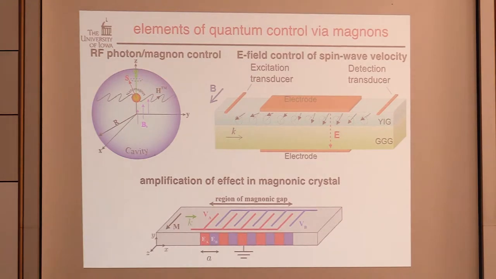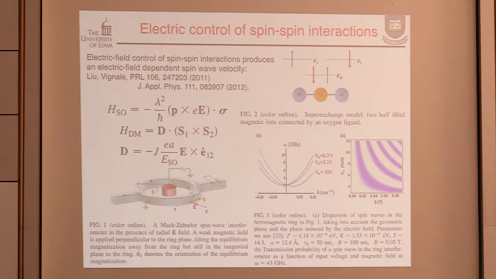Okay, let me move to the electric field control of the spin wave velocity. So this is an experiment where you have an antenna on one side, another antenna on the other side. So this excites spin waves, this detects them. And then there's an electrode in the middle that's applying an electric field to try to adjust the spin wave velocity of the system. The motivation for this was some calculations that had been begun by Tian Yu before she joined my group when she was working with Giovanni Vignale, where they did a calculation from the Dzyaloshinskii-Moriya interaction of the shift in the spin wave velocity as a function of voltage for yttrium iron garnet, showing that it is non-negligible, in principle could be measured.